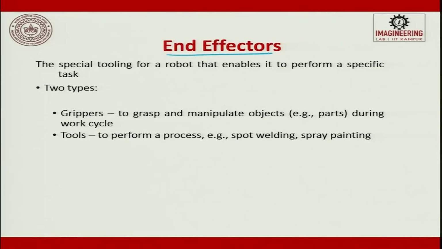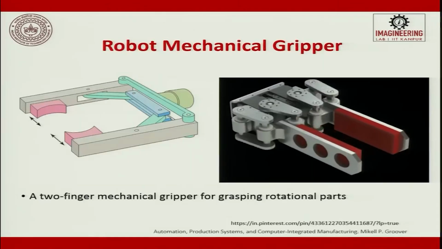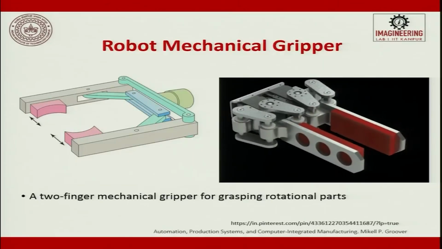The end effector is a special tool for the robo that enables it to perform a specific task. There are 2 types of end effector, one is called a gripper, the other is a tool. A gripper is to grasp and manipulate an object, whereas a tool is to perform a task. So, this is a gripper.